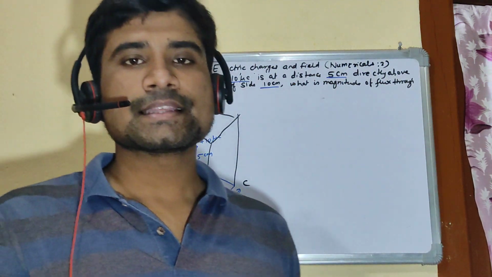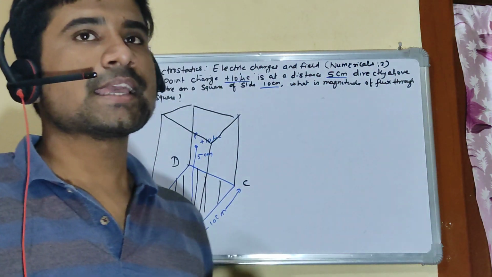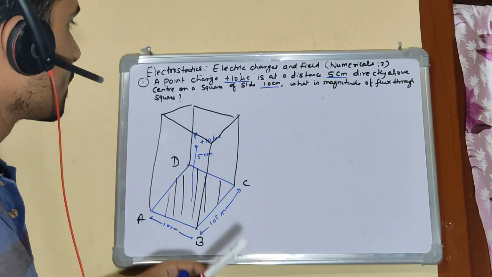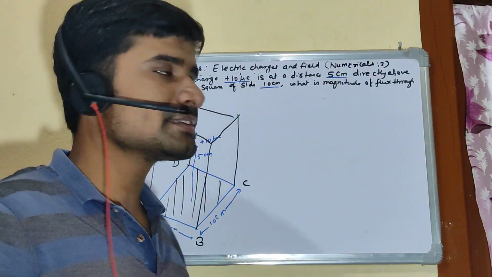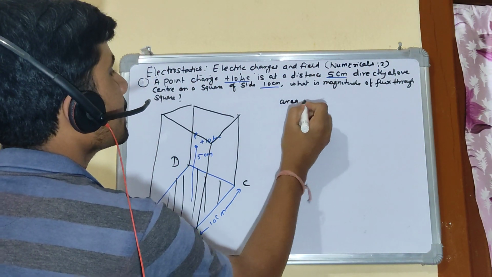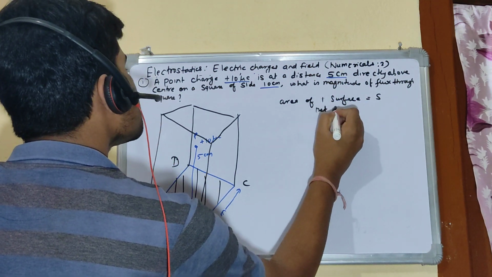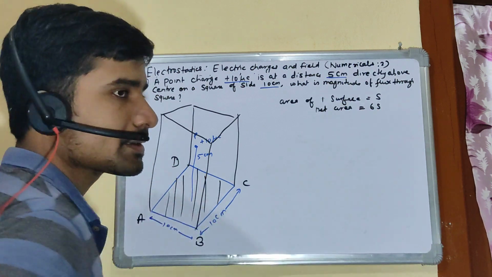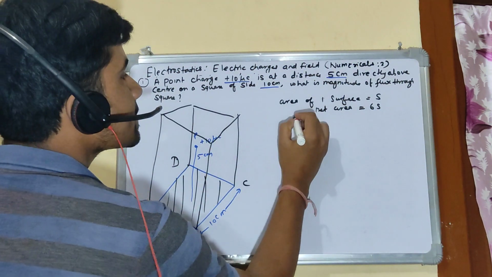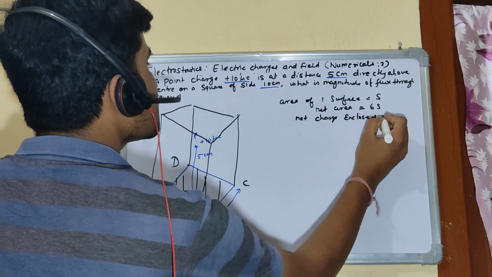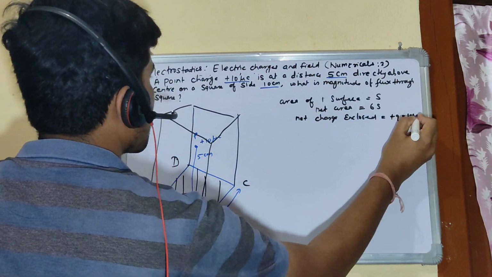So now according to Gauss law, what exactly is Gauss law? Gauss law basically said that net flux through any closed area will be given by 1 by epsilon naught times the charge enclosed, right? So let's say all the areas of this particular cube will be of the same value. Let's say the area of one surface is S, right? So net area will be 6S, and the net charge enclosed by this 6S is, let's say, plus q, which is 10 microcoulomb according to this question, right?